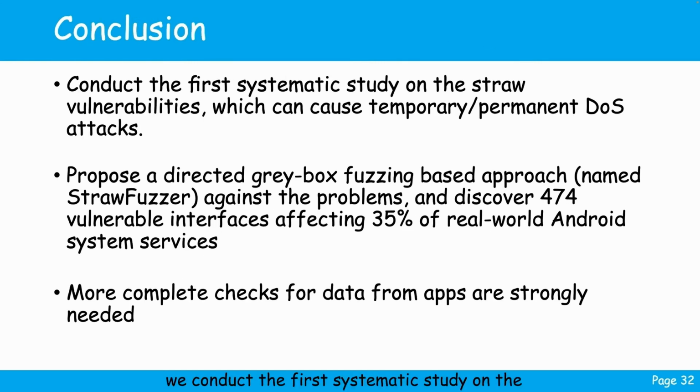In this paper, we conduct the first systematic study on the straw vulnerabilities, which can cause temporary or permanent DOS attacks. Then we propose StrawFather against the problems and discover 474 vulnerable interfaces, affecting 35% of real-world Android system services. Our findings show that more complete checks for data from applications are strongly needed.